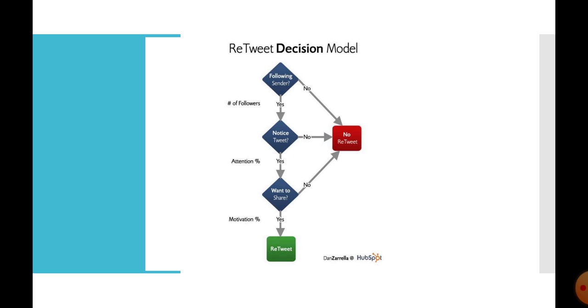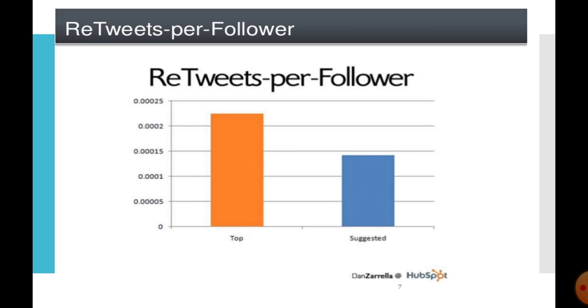Now this is a diagram. This is a decision model of retweeting. For example, let's say a situation in which we are following a particular person. There are two options: either we notice or we do not notice his tweet. If we do not notice his tweet, then the retweet would not occur. But if we notice his tweet, then it depends on the percentage of attention that we have on that person's tweet, depending on if we want to share or not. If we do not want to share, then again it would be no retweet. And if we want to share, then it would finally depend on the percentage of motivation that we require for retweeting.